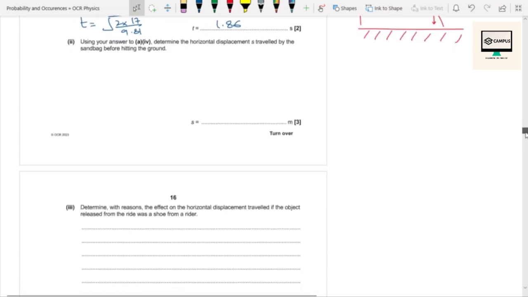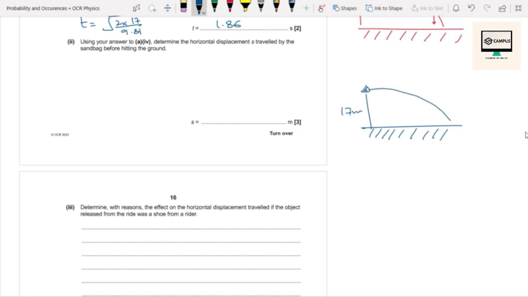Moving on, use your answer to A4, which was about the angular velocity. Determine the horizontal displacement traveled by the sandbag before hitting the ground. Again, the same figure. It was 17 meters above the ground, but now we have to find the horizontal distance covered. Yeah, this is the distance that we are concerned with.